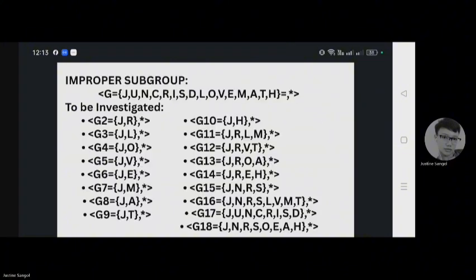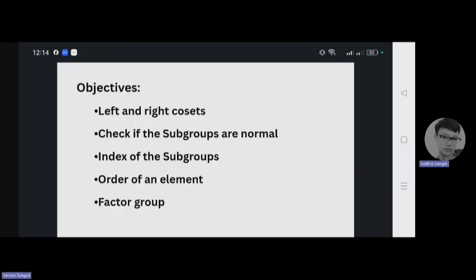So we have here our improper subgroup, which is the group itself, wherein the group G is equal to the elements J, U, N, C, R, I, S, D, L, O, V, E, H, M, A, T under the operation star. Here we will investigate the subgroups, which are the subgroups G2, G3, G4, G5, up to G18.